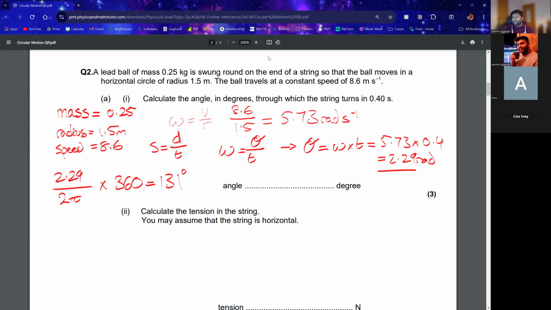One top tip for exams is, if I write 131 here, it's not wrong, but it's not the best answer. Why would this not be the best answer? Any idea? How could I make this better?